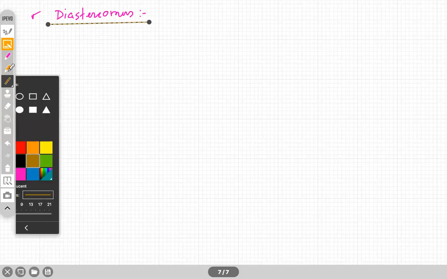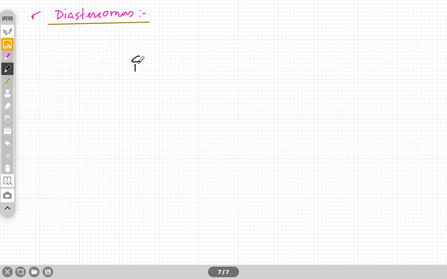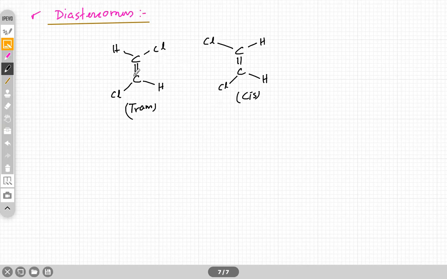Like you take this example, cis and trans isomers can never be the mirror image of each other, right? Suppose in this example you see carbon, this H and this one. This one is cis or trans? The first one is trans and this one is cis, right? These are stereoisomers, geometrical isomers, but they are not mirror image. You see both chlorine on the same side, here it is opposite side. So both are not mirror image of each other.